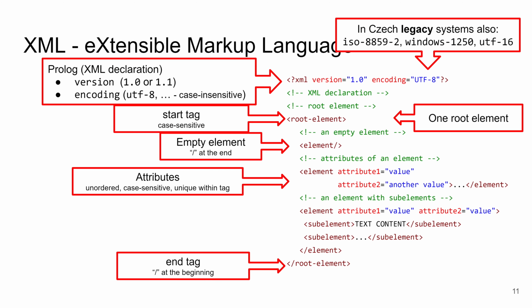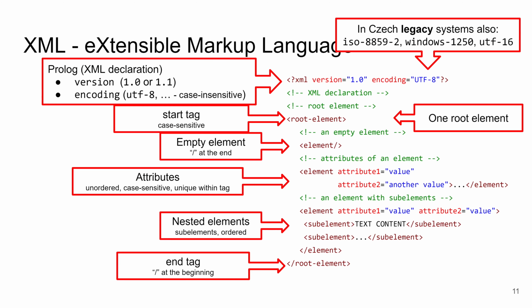And then elements can have attributes. The attributes are written inside the start tag of the element, and they are key value pairs. Each element has a set of attributes. The attributes need to be named uniquely, and they are unordered. So it doesn't matter whether attribute 1 goes first or second. And the attribute names are also case sensitive.